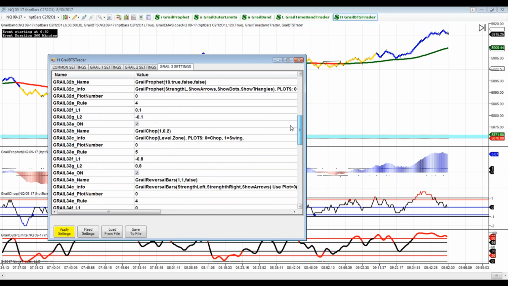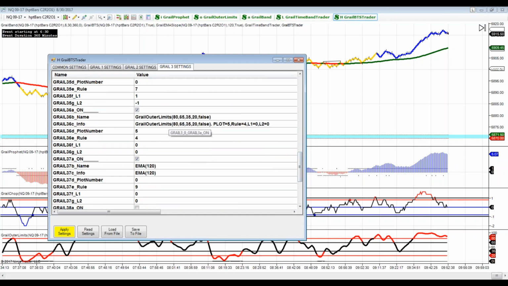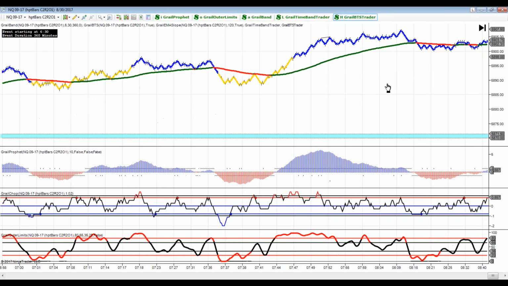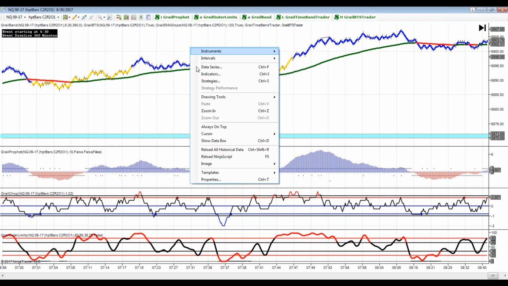If you turn off the EMA and apply, now we should get some trades, okay? We'll probably get a trade down here. We may get a trade here. And we're probably going to get another one in here. All right, so let's see. Apply. And I'm going to reload.